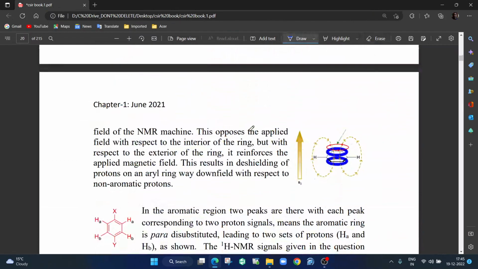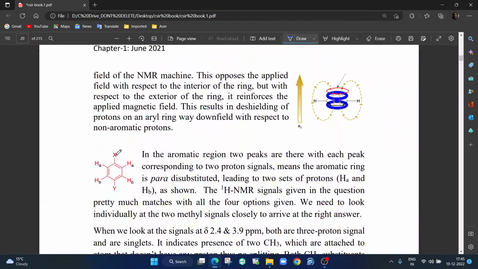Now we see that it is two sets. So only when you are having a para disubstituted benzene, you get two sets of aromatic ring protons, because these two protons are chemically identical and these two protons are chemically identical. Okay, so these two will show as one signal and these two protons show as another signal. Okay.